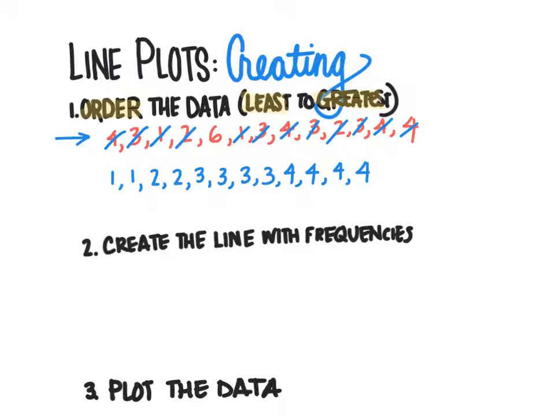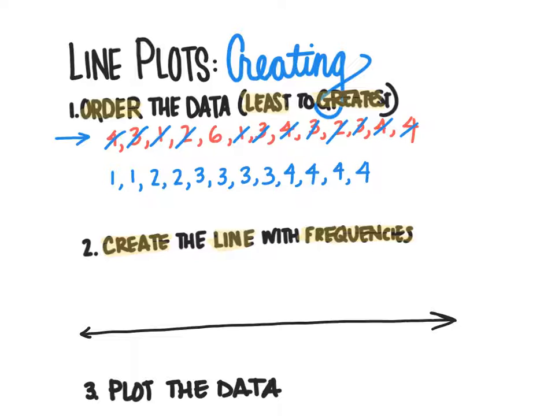I put my data in order from least to greatest. The second step is asking me to create a line with frequencies. So I'm going to be creating a line, and this line is created with frequencies. What frequencies are, if you remember from our histogram section of this unit, is how many times something occurs. So the first thing I need to do is I need to create my line, and typically you create your number line with an arrow to show that it could keep going if necessary, whether towards the smaller or the bigger, towards the negative or the positive.